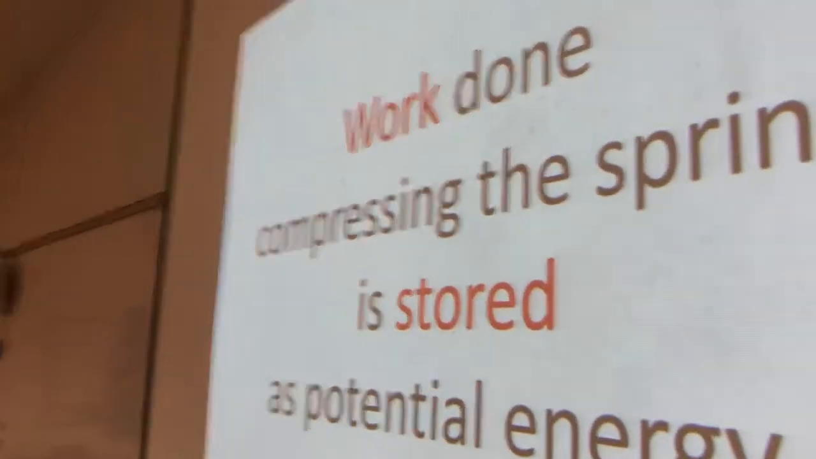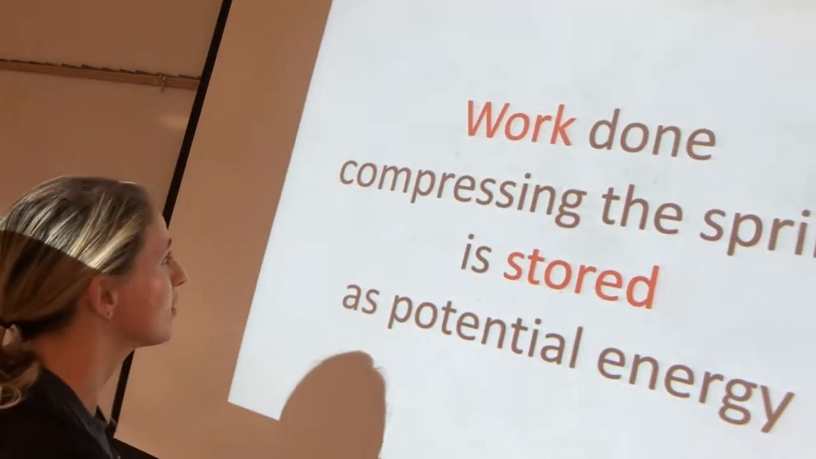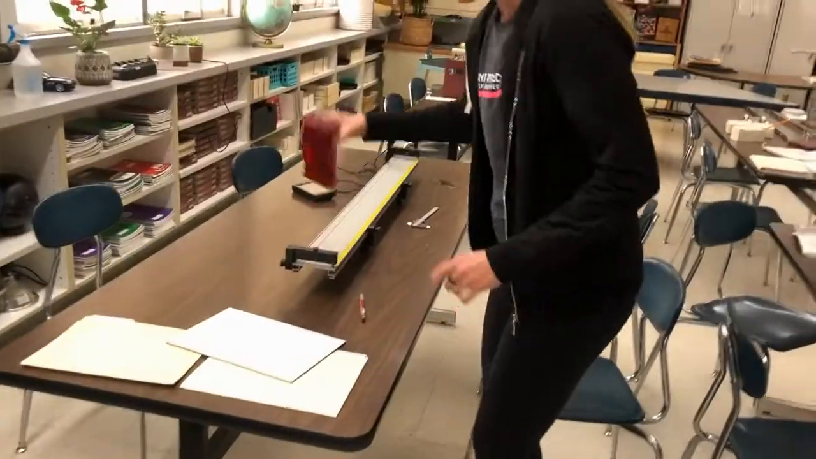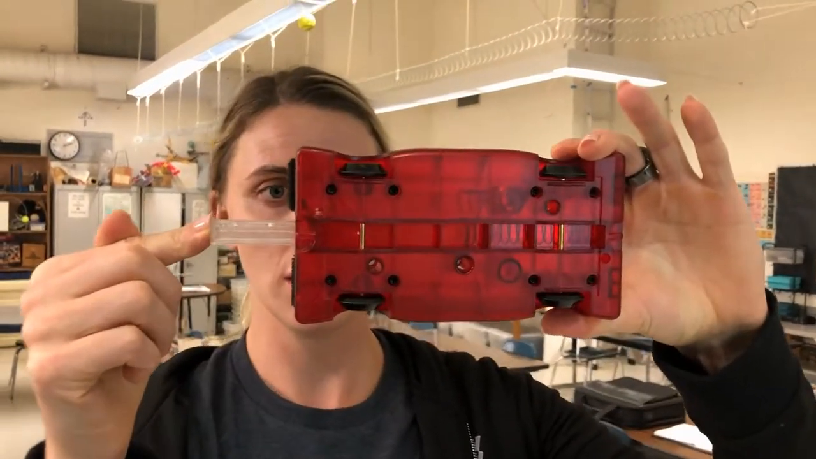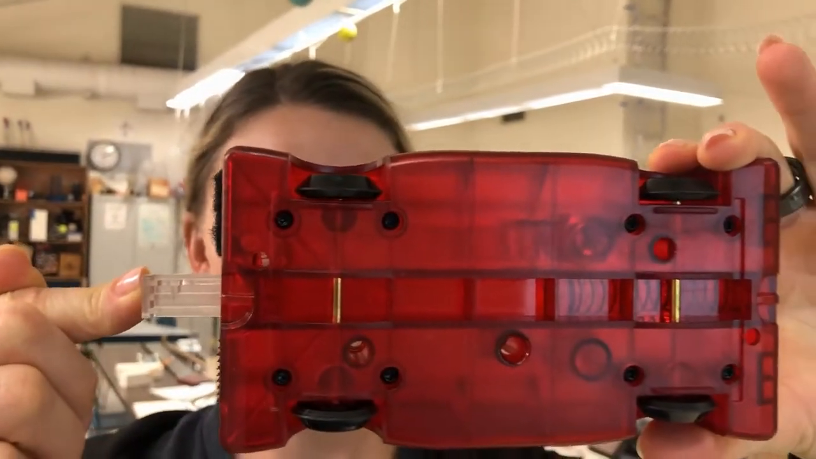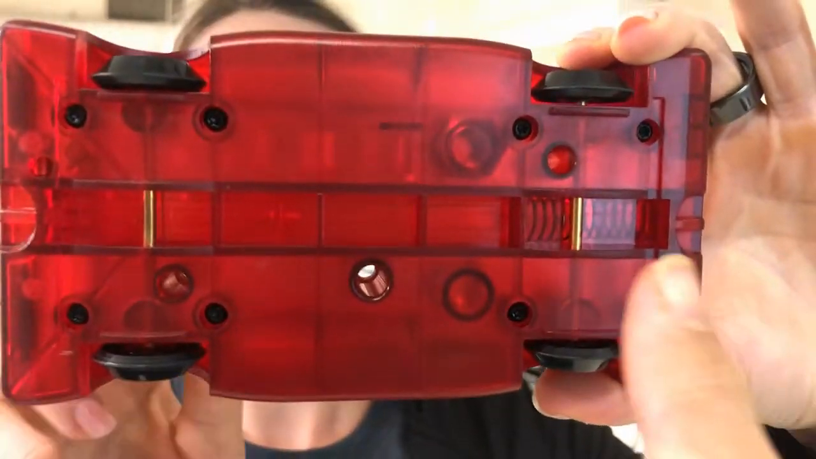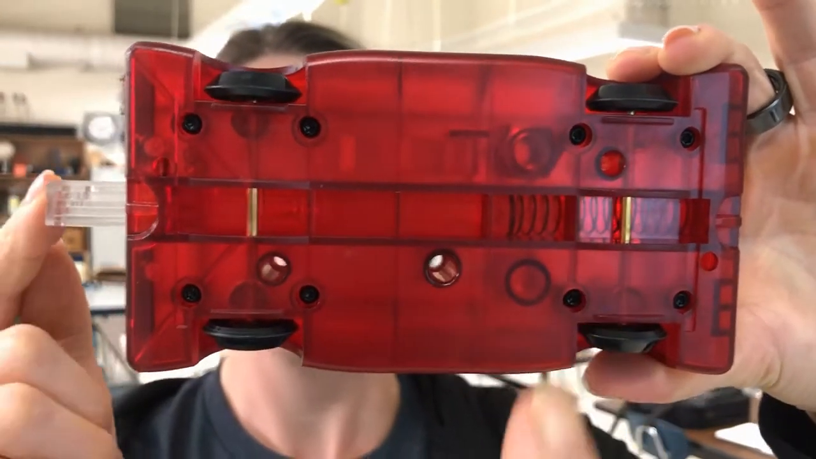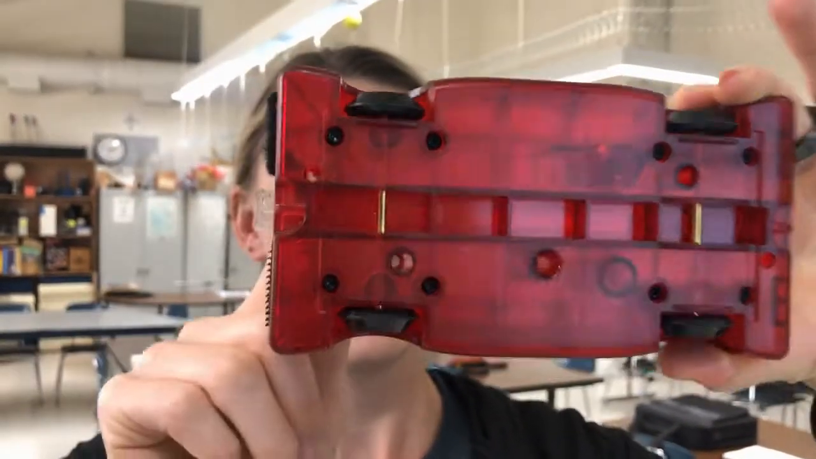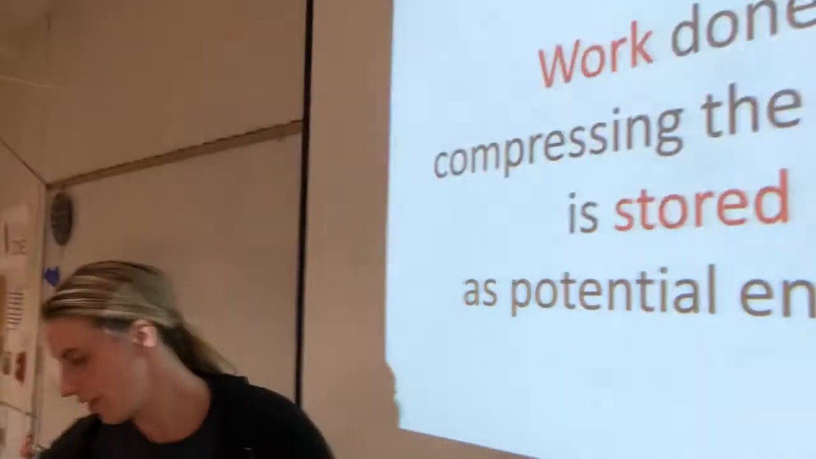Work done compressing the spring. So that was the first thing. The first thing: work done compressing the spring is stored as potential energy. Can you see it from this side okay? I'm exerting a force and it's moving through a displacement. Can you see the spring on the inside there? See, there's a spring. One, two, three. Doing work, compressing the spring. That is the first leg in the chain.